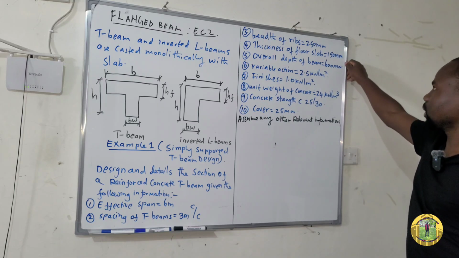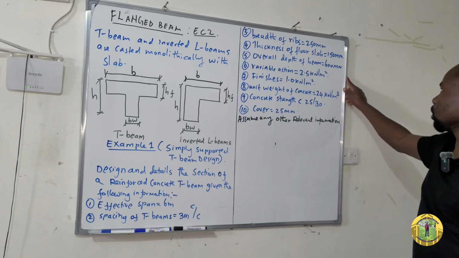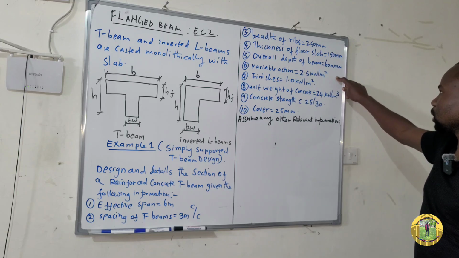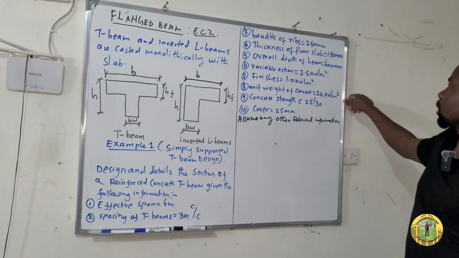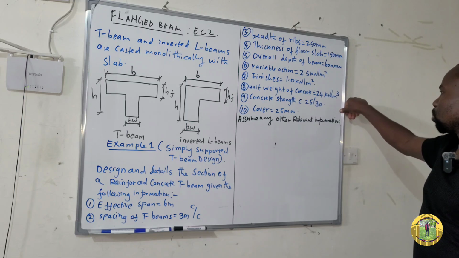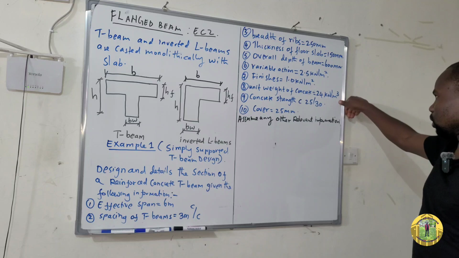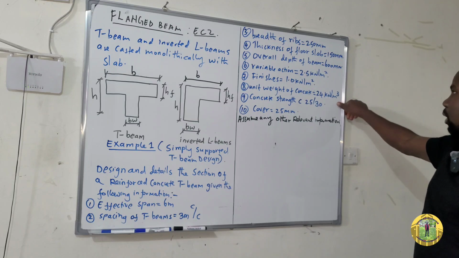Number four, we have the thickness of lower slab is equal to 150 millimeter. Then the overall depth of beam is equal to 600 millimeter. Variable action is equal to 2.5 kilonewton per meter square. We have finishes 1.0 kilonewton per meter square. Unit weight of concrete is equal to 24 kilonewton per meter cubic.